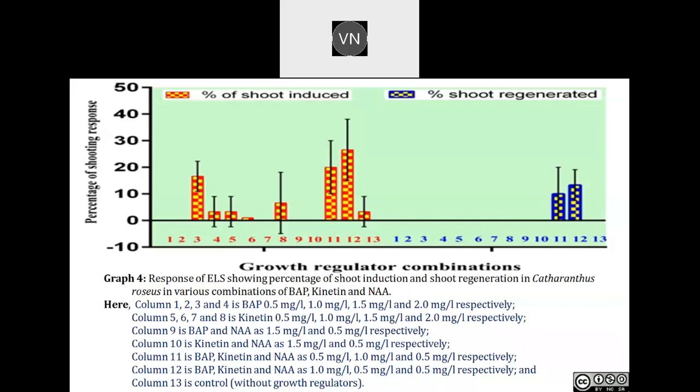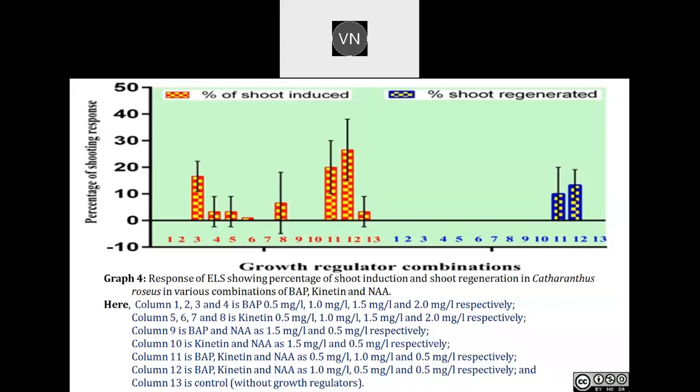Now here, as you can see, the red and yellow bars represent the percentage of shoot induced, and the blue and yellow bars represent the percentage of shoot regenerated. The number 1 represents the control condition, and 2 to 13 represent the various hormonal combinations. But here you can see the percentage of shoot induced was much higher as compared to the shoot regenerated.